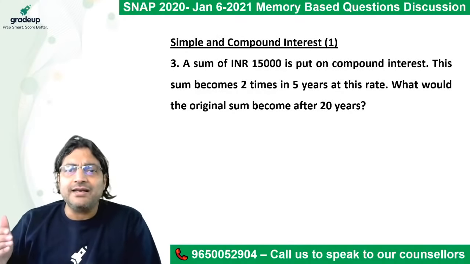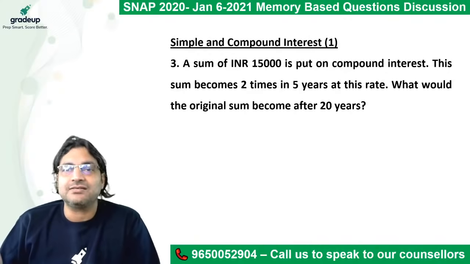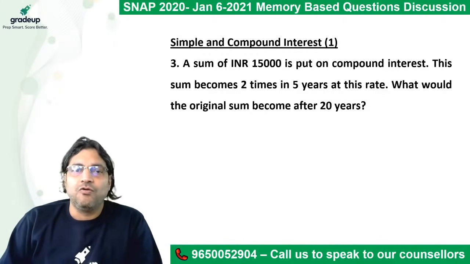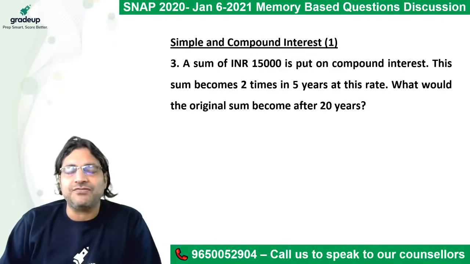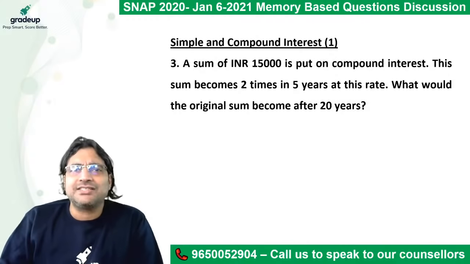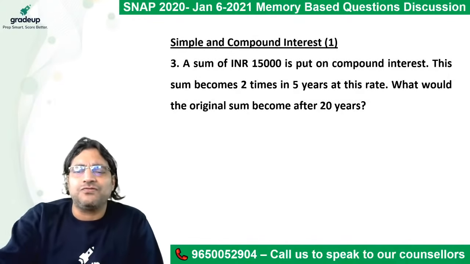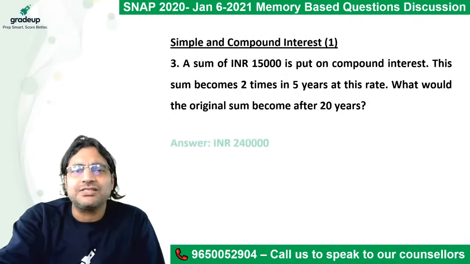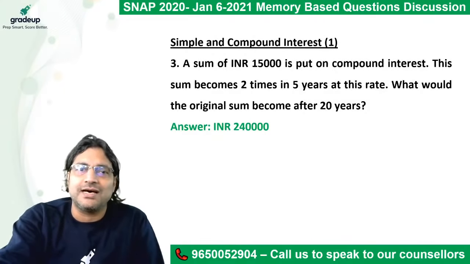A sum of INR 15,000 is put on compound interest. This sum becomes 2 times in 5 years at this rate. What would the original sum become after 20 years? Of course, it will become 16 times, 2 into 2 into 2 into 2. So 15,000 into 16, 2,40,000 was the answer.